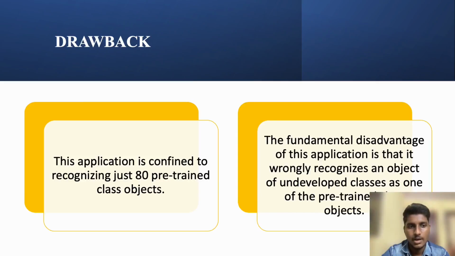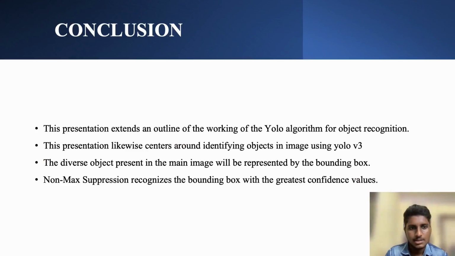Here comes the drawback. This application is confined to recognizing just 80 pre-trained class objects. Due to this drawback, the model can only identify 80 objects. So, if we give the model a different object, it cannot identify it. The fundamental disadvantage of this application is that it wrongly recognizes an object of untrained classes as one of the pre-trained objects. This presentation gives an outline of the working of the YOLO algorithm for object recognition.